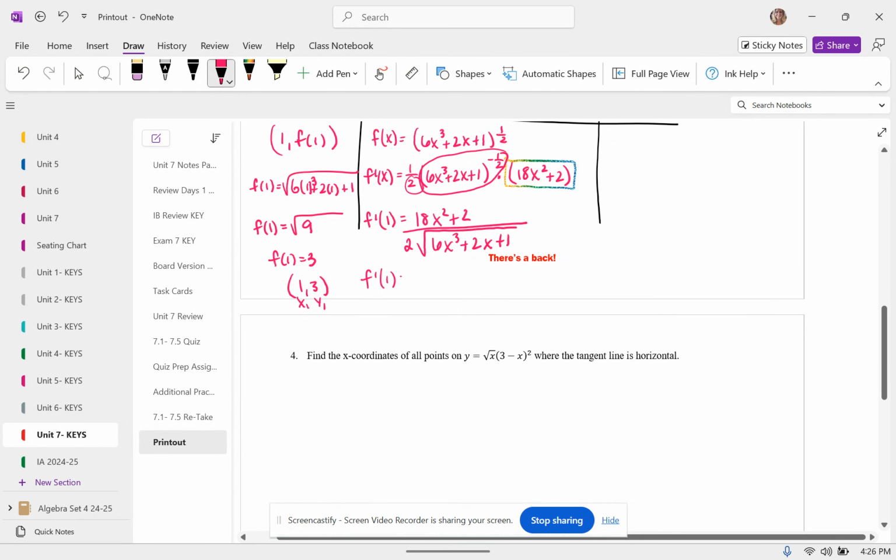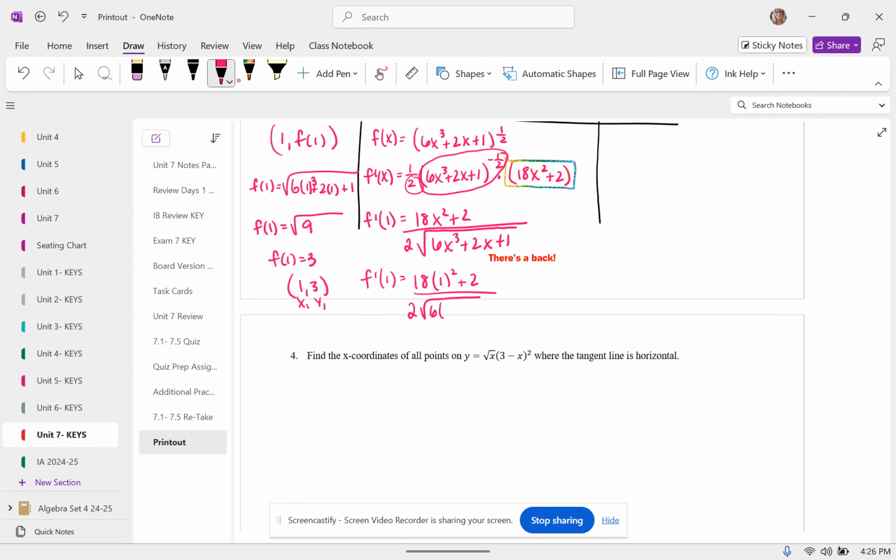So f prime of 1 is going to be equal to 18 times 1 squared plus 2, all over 2 times the square root of 6 times 1 squared plus 2 times 1 plus 1. So now I would have 18 plus 2 over 2 times the square root of, I think this ended up being 9 earlier, right? Yeah. Square root of 9. So then I would get 20 over 2 times the square root of 9, and the square root of 9 is 3. So I get 20 over 6, which would end up being 10 over 3. So this is my slope of the tangent line.